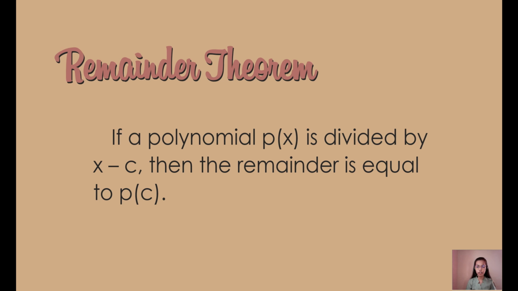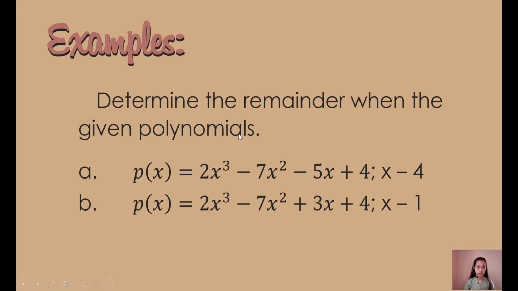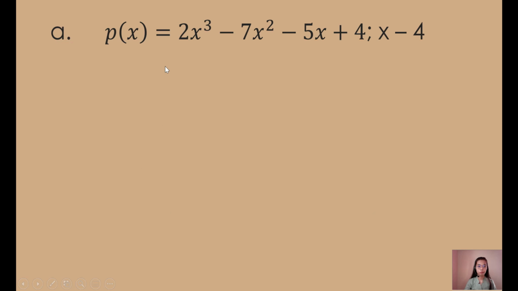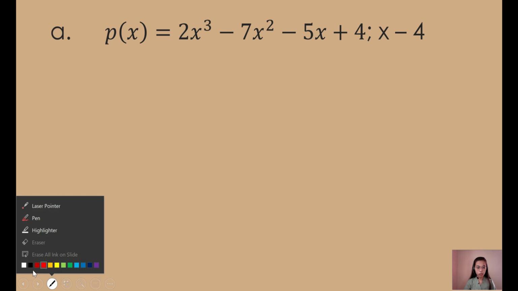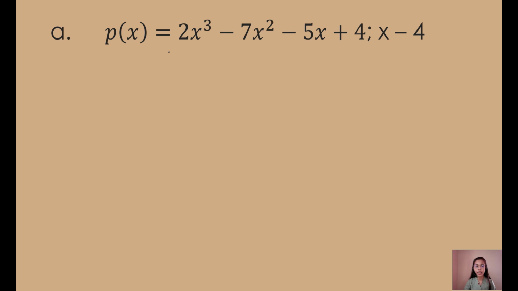So we have the given polynomial and a divisor, and our final answer is the remainder of that polynomial. Let us say, for example, I have here two examples. Let us solve for the remainder of the following polynomials. We have a given polynomial and a divisor. Let us solve this one. We have p of x is equal to 2x cubed minus 7x squared minus 5x plus 4, and our divisor is x minus 4.